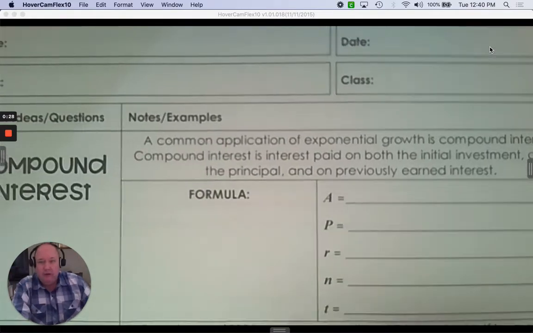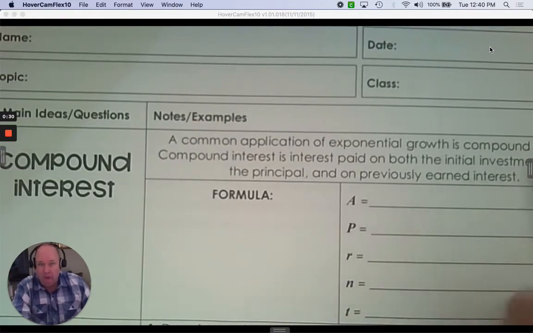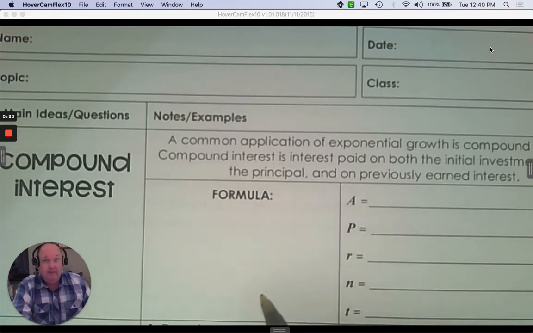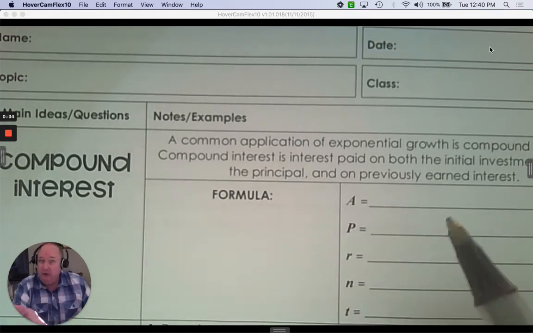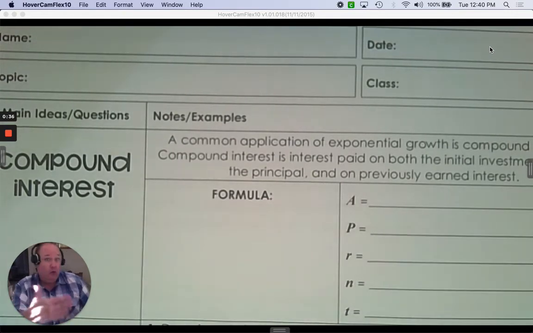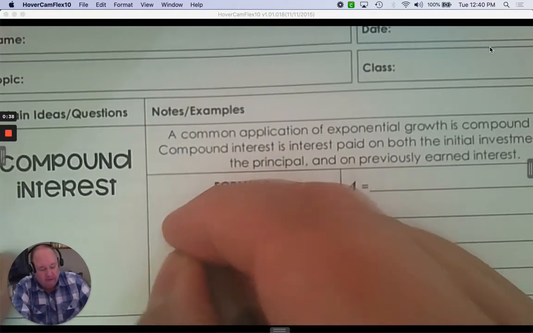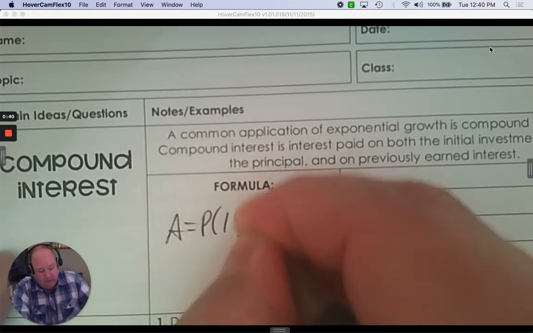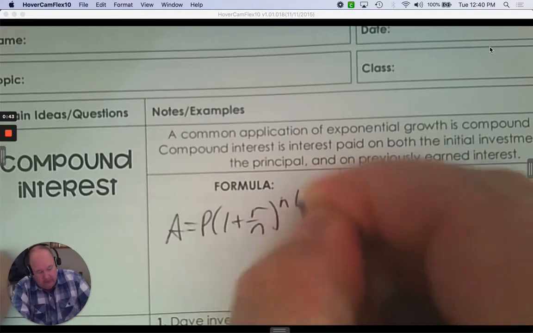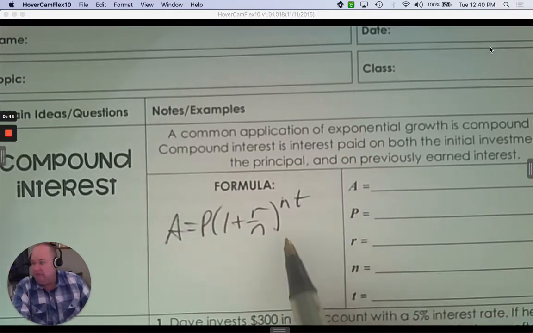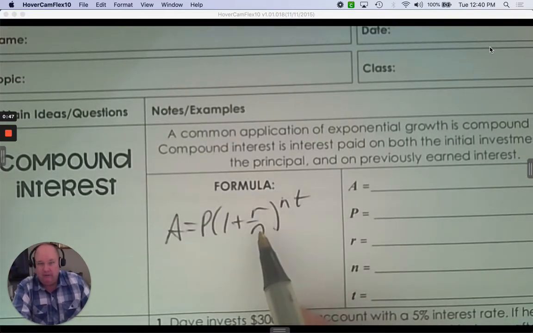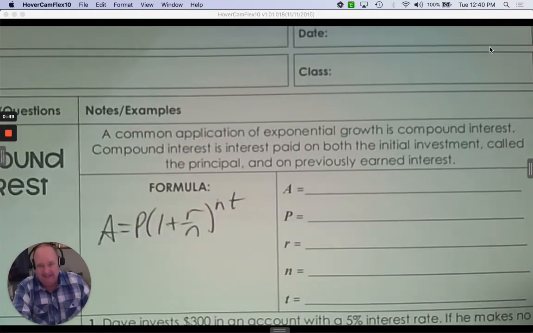Now, there's a formula to do this. Obviously, if you owe money, that's bad. But if you are earning money, we do want to earn money with compound interest, so you earn more money. So there's a formula to figure this out, and this is the formula. Then we'll write down what the letters mean. It's P times 1 plus R divided by N to the exponent NT.